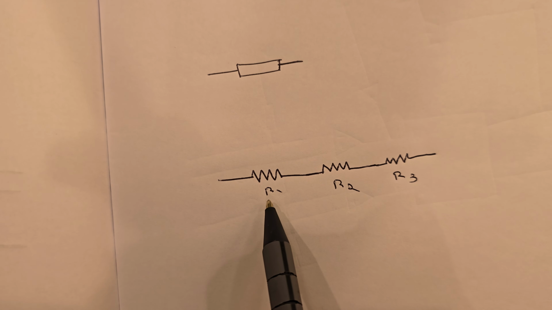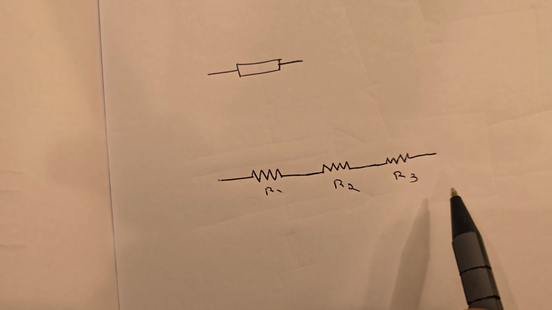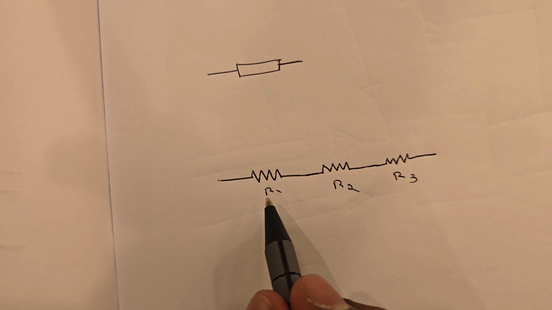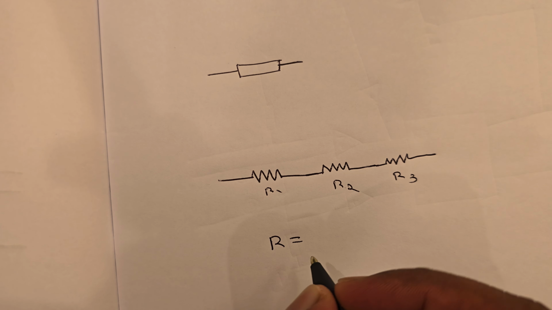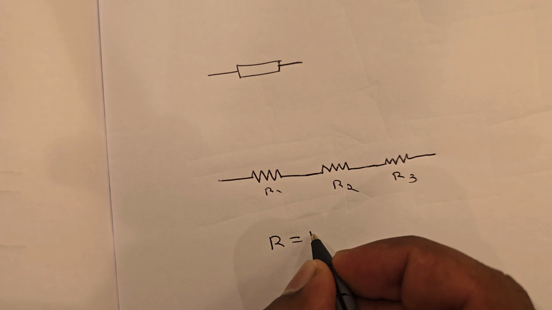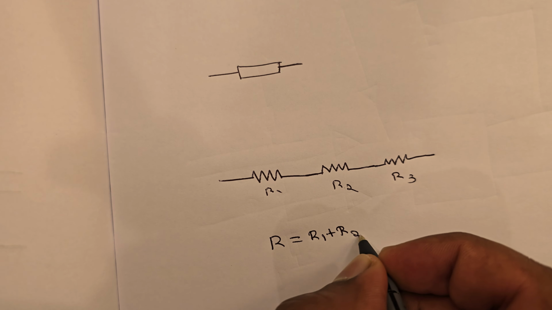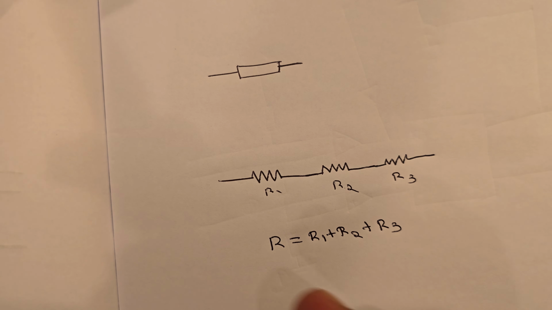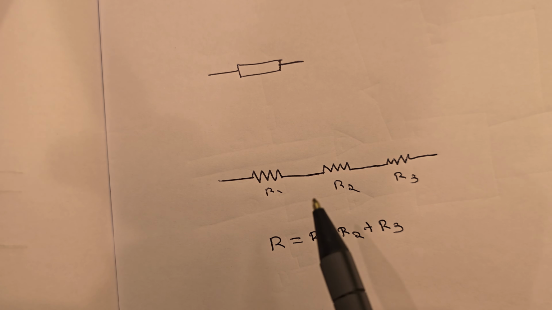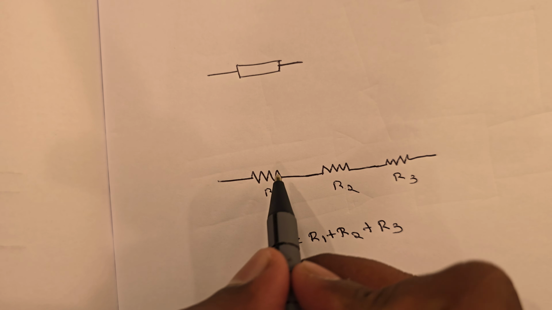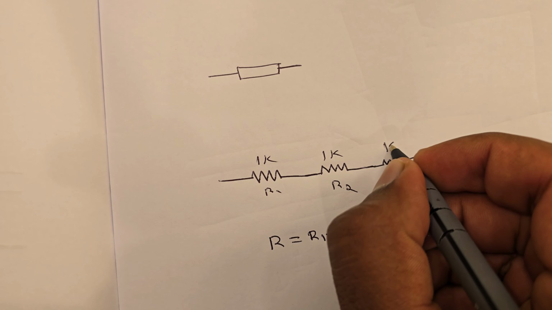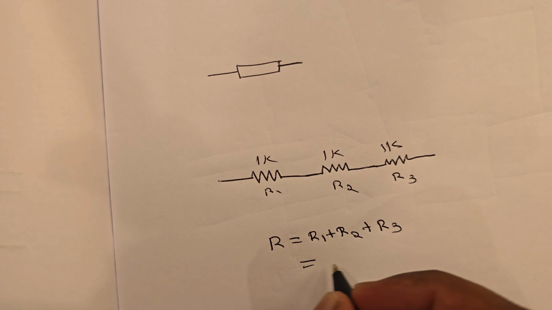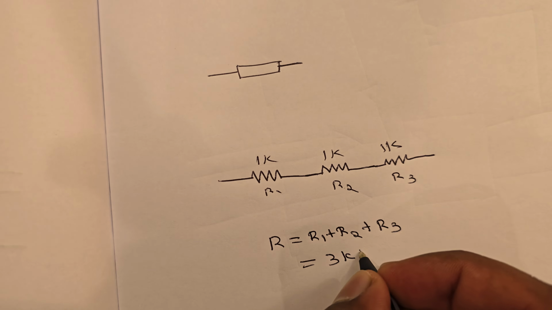If three resistors are in series, the effective resistance will be R1 plus R2 plus R3. Let's say the total resistance R is equal to R1 plus R2 plus R3. So we basically add all the resistances together. Imagine 1k, 1k, 1 kilo ohm. Then the total resistance will be 3 kilo ohm.